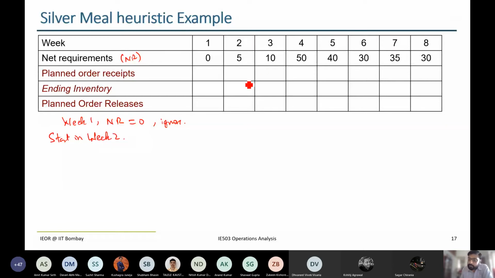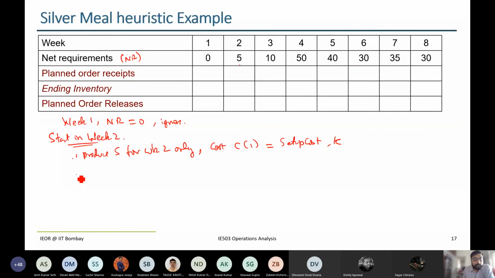Okay, let's see what I mean by starting in week 2. In week 2, I can produce any quantity, right? I can produce only for week 2. So one option is I start in week 2. Then in week 2, let me say I produce 5 units for week 2 only. In that case, my cost will be C of 1, which will be nothing but my setup cost.